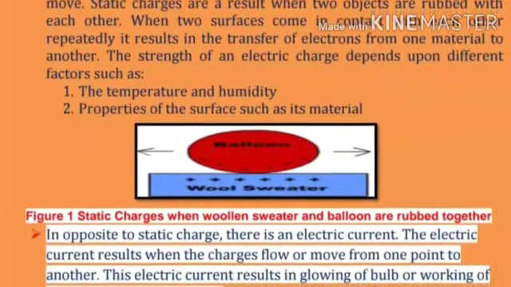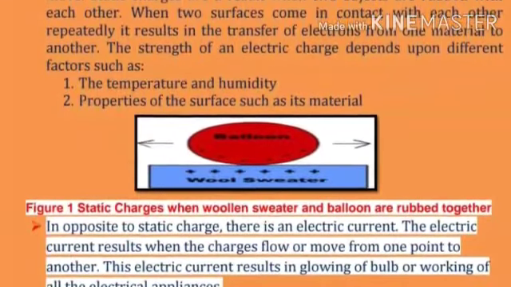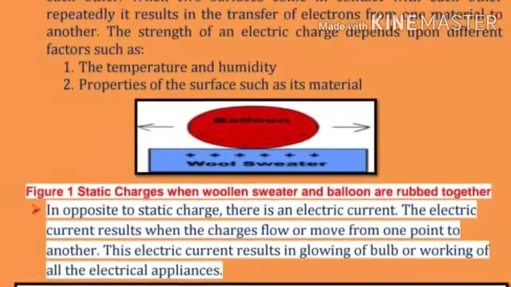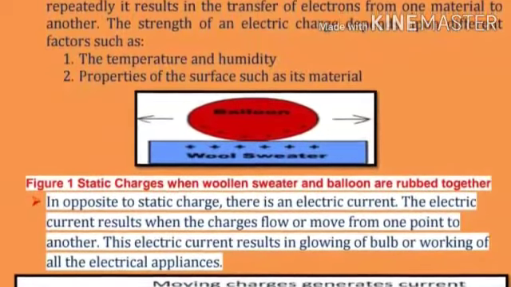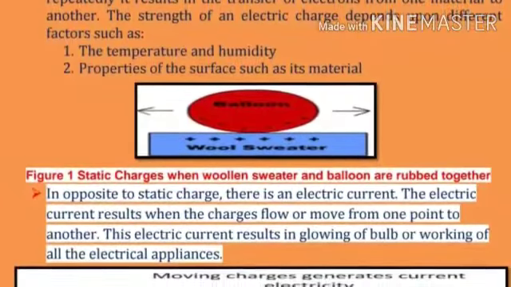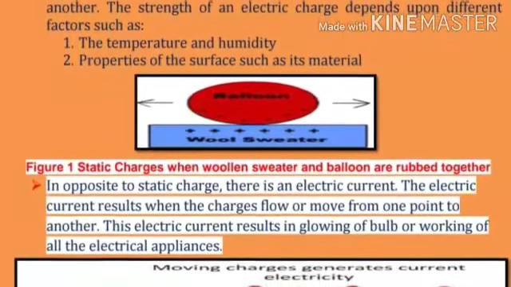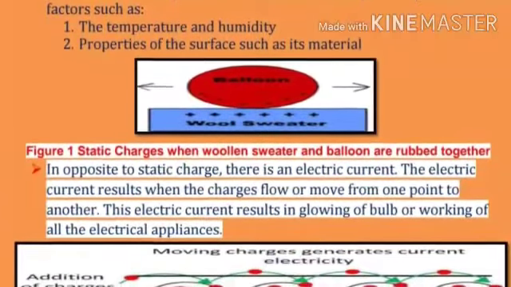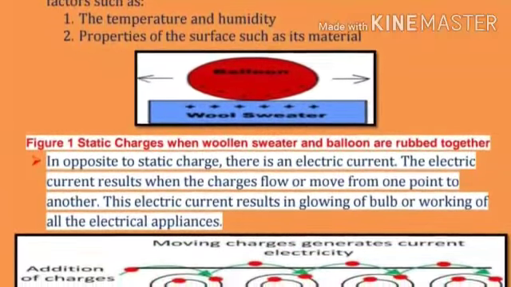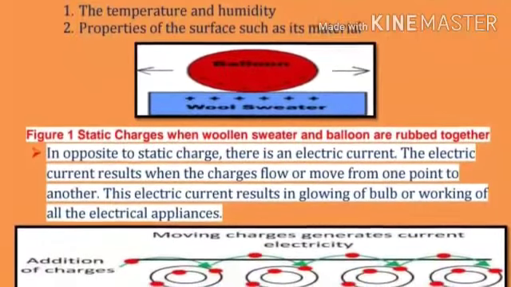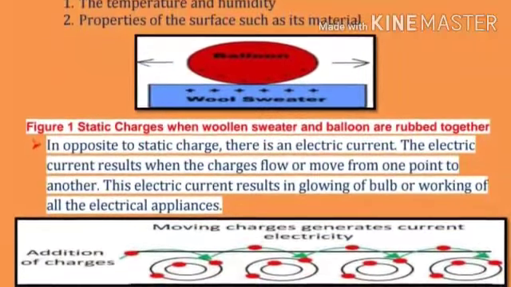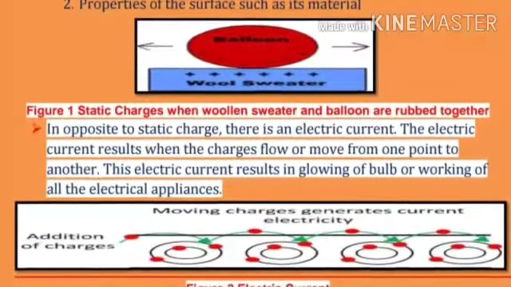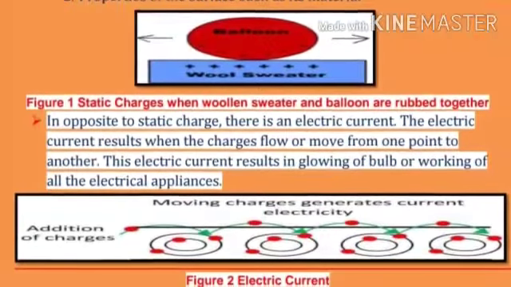When two surfaces come in contact with each other repeatedly, it results in the transfer of electrons from one material to another. The strength of an electric charge depends upon different factors such as the temperature and humidity, and properties of the surface, such as its material. Static charges are produced when a woolen sweater and balloon are rubbed together. The diagram above shows this type of reaction.